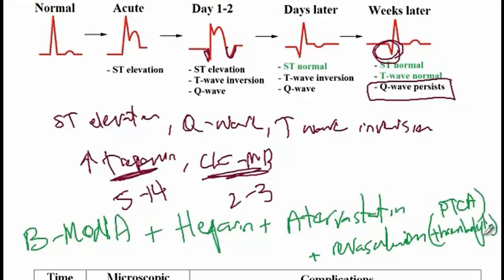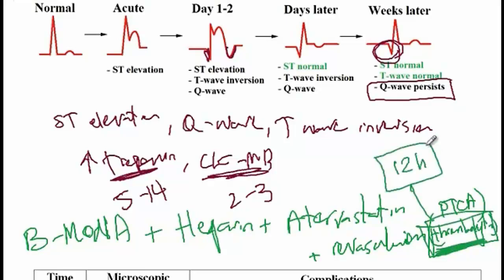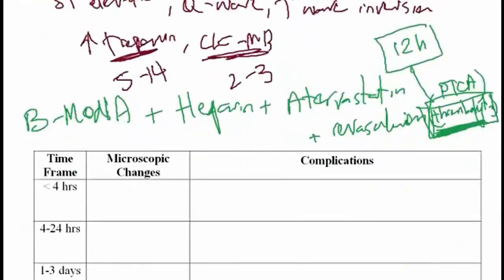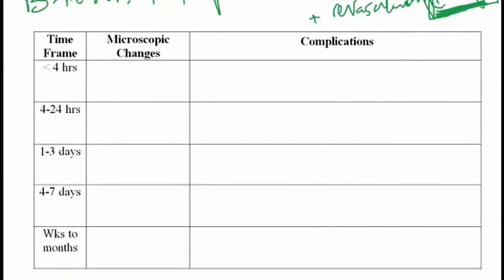thrombolytics. So you may recall that I mentioned that thrombolytics cannot be used in NSTEMI or patients with unstable angina. However, you can use it in patients with STEMI as long as they are within a 12-hour window since the onset of symptoms. So you should be aware of the microscopic changes and complications that may arise after myocardial infarction.